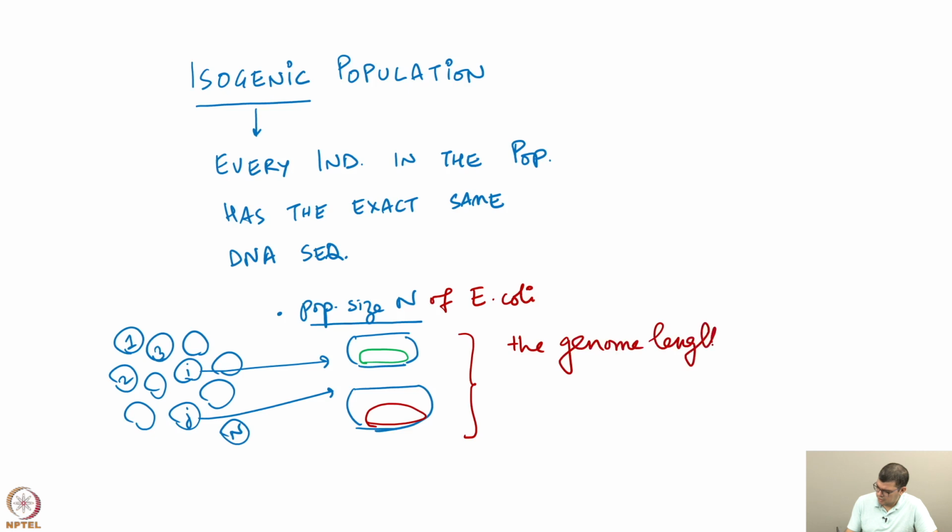The genome length is L, and if we begin to match the nucleotides of these two sequences, let's say we match that there is an A here, we find that there is an A here, the next to it is T, next to it here also is T, and so on and so forth. If we keep on going and these two sequences match exactly with each other as we go around the sequence, then these two individuals are said to be isogenic.